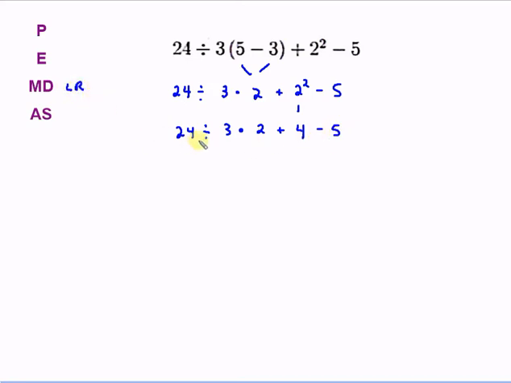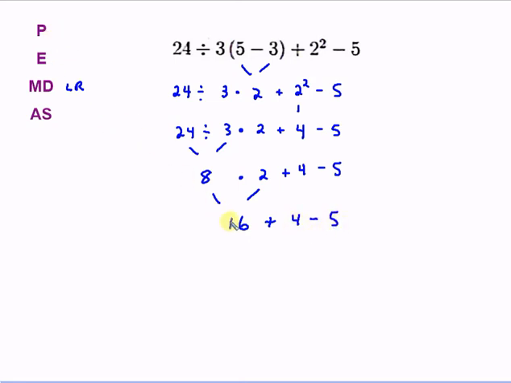So which do we come to first? We find division first when we go left to right. So we'll solve this one first. 24 divided by 3 is 8. And then we'll copy the rest of our problem down. Minus 5. All right, no more parentheses or exponents, but we do still have multiplication and division. So we'll do that one first. 8 times 2 is 16. And copy the rest of our problem down.